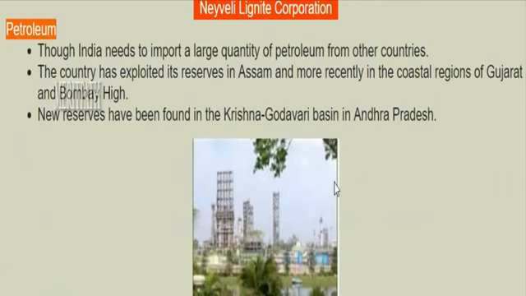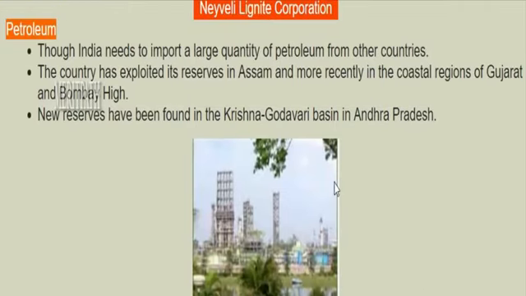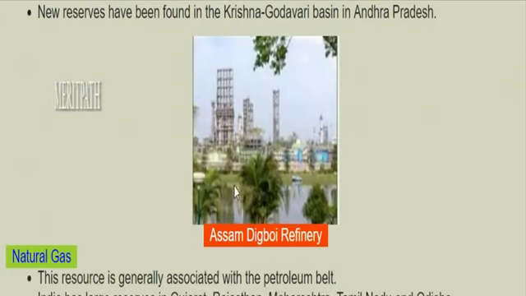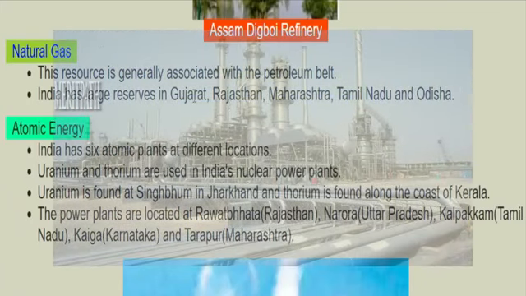Now petroleum. As I discussed earlier, we find petroleum in India in Assam and the coastal regions of Gujarat and Bombay High, and reserves have been found in the Krishna Godavari basin in Andhra Pradesh. Now this is the picture which shows the Digboi refinery located in Assam. The natural gas, as discussed again earlier, is found in Gujarat, Rajasthan, Maharashtra, Tamil Nadu and Orissa in India.